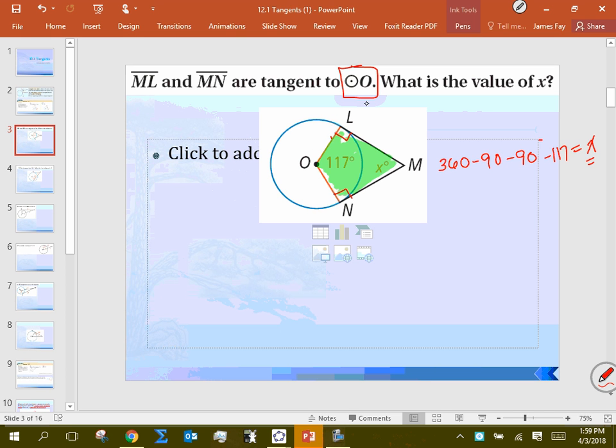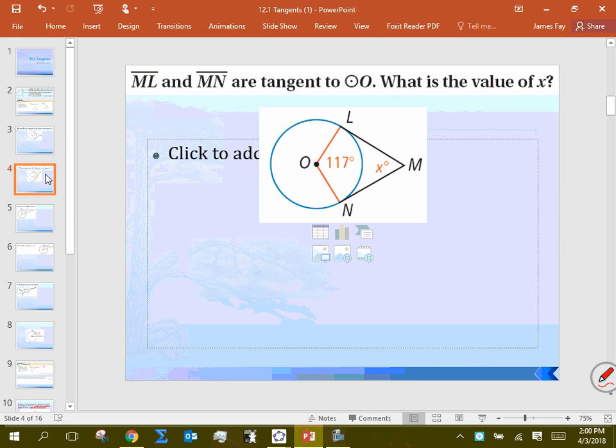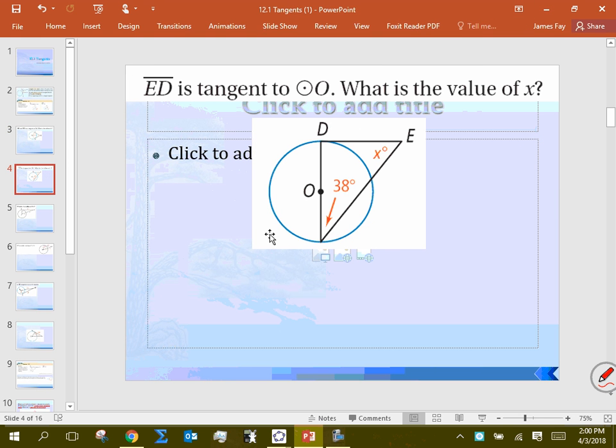Can you take a circle with some tangents attached to it, and use the relationship that we know, that a tangent and a radius are perpendicular? That should open the door for us to use other geometry that we've learned so far. Other questions that stem from that are like this.